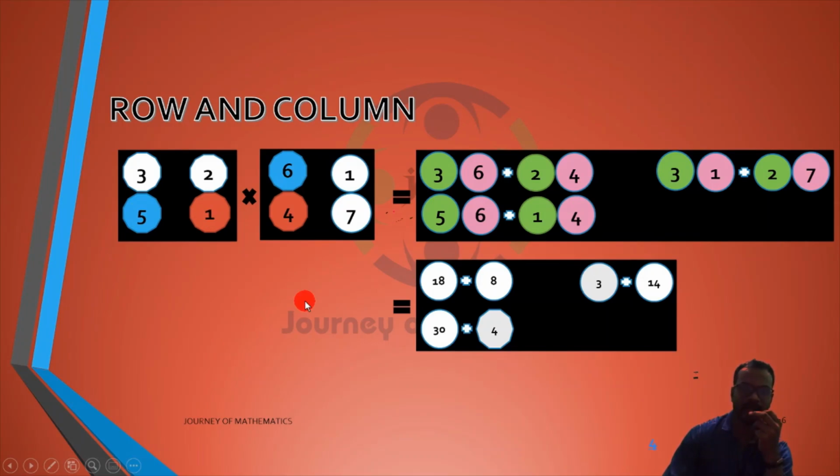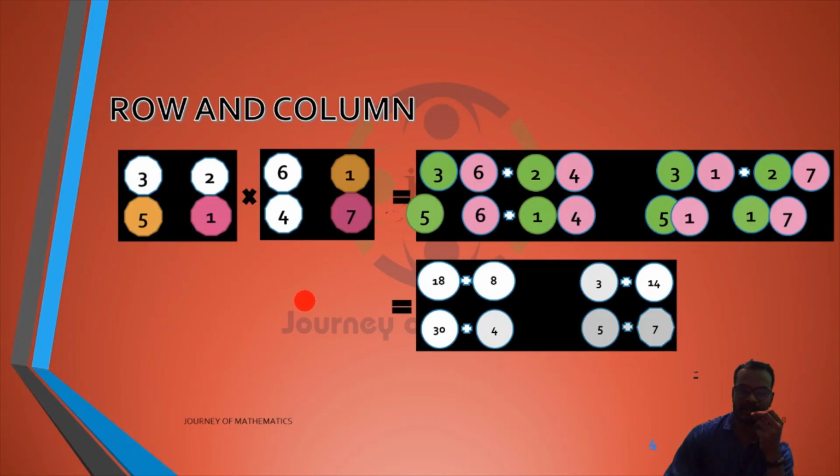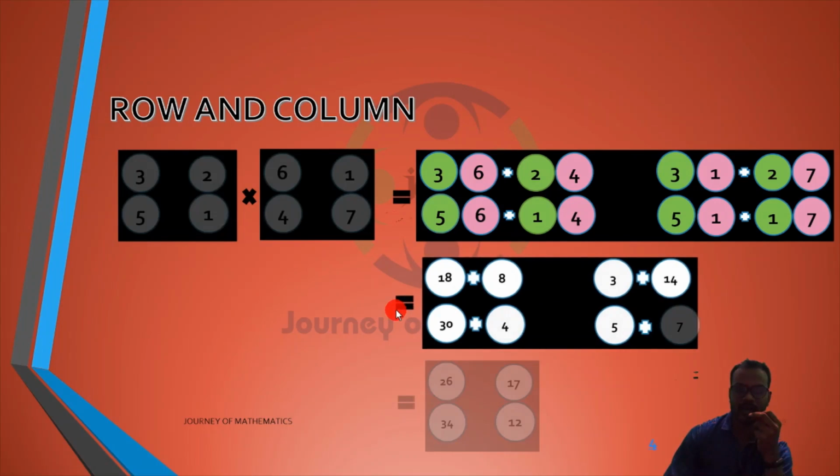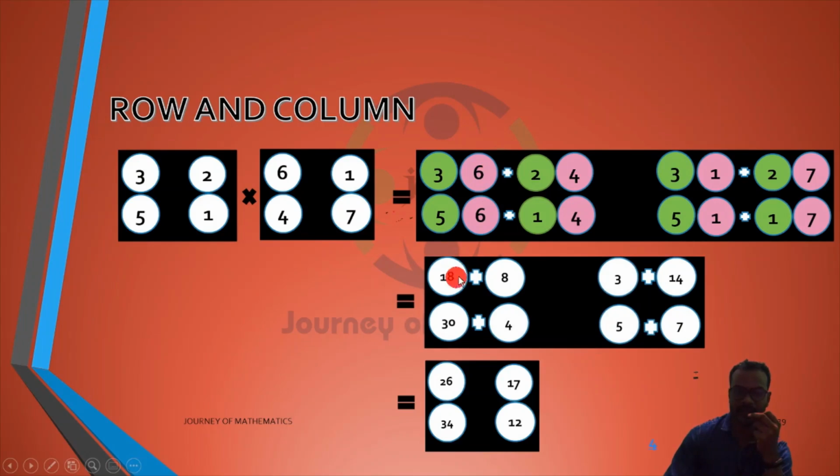Next, apply the same logic for the second column of the second matrix. So 5 into 1, 1 into 7. Overall the result will be like this: 3 into 6, 18, 2 into 4, 8, 3 into 1, 3, 2 into 7, 14, 5 into 6, 30, 1 into 4, 4, 5 into 1, 5, 1 into 7, 7.